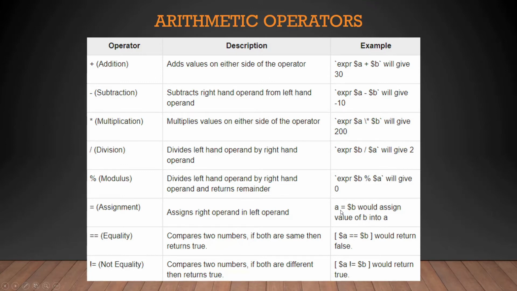The assignment operator, a equal to $b, would be assigning the value of b into a. So if a equal to 10 and b equal to 20 and you write in the next statement a equal to $b, then $b is assigned to a, then a becomes 20 and $b is already 20. Equality compares the value of $a and $b and it will return false. Why? Because 10 is not equal to $b. But here 10 is not equal to $b, which is true. So this would return true.